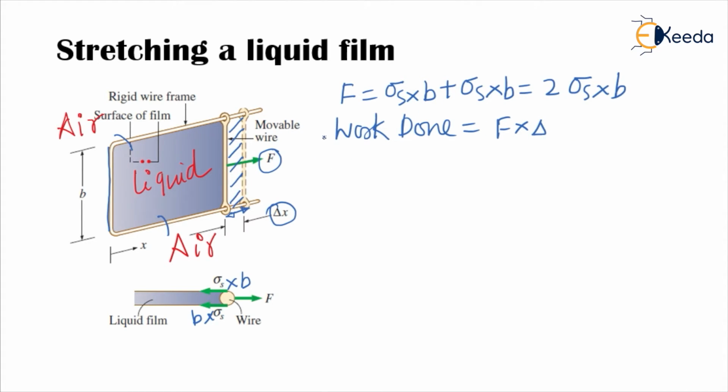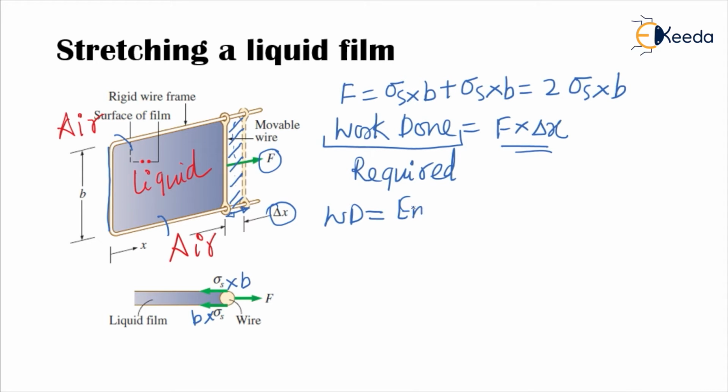This is the work done required to increase the area. Which area? This shaded area. Work done required in increasing this area will be F into delta x. Now let me put it in numerical form. This work done will be stored in the form of energy, sometimes also known as surface energy, which is equal to F into delta x.